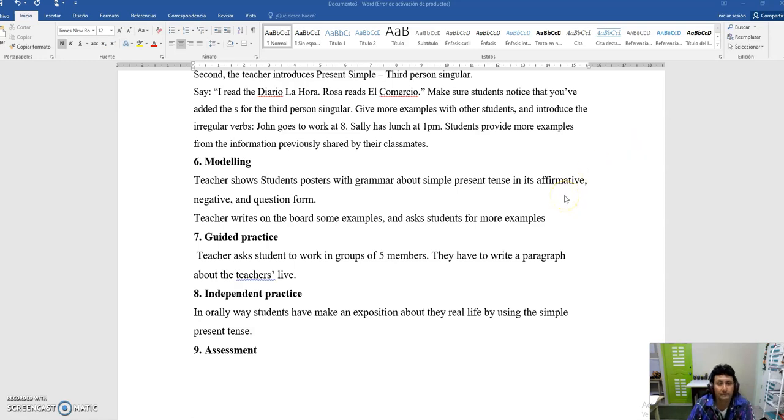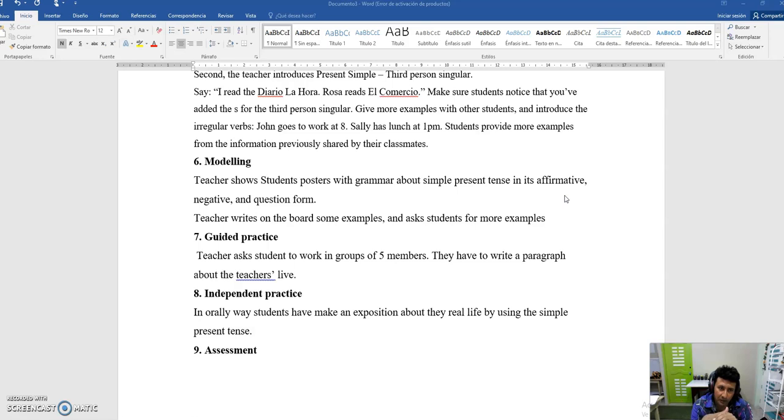It's about modeling. Here the teacher shows students posters with grammar about simple present tense in its affirmative, negative, and question form. The teacher also writes on the board some examples and asks students for more and more examples. So that's what I will be doing in this model.